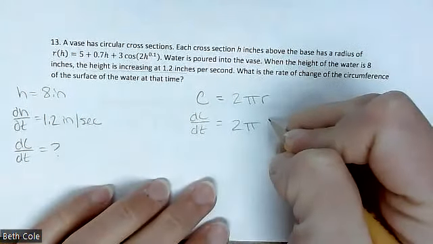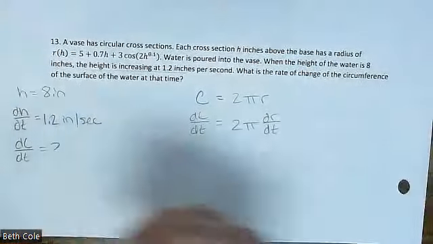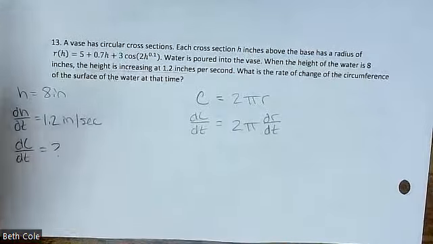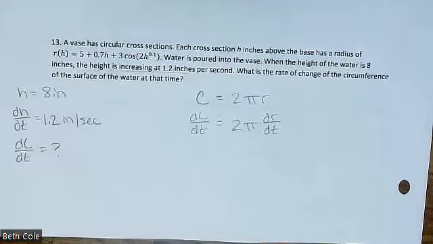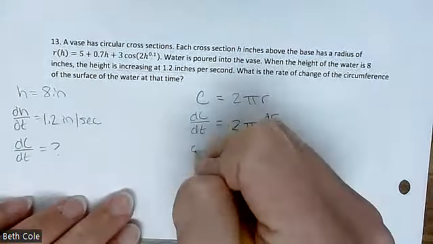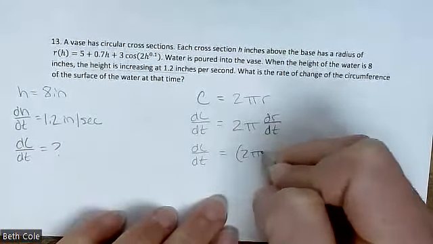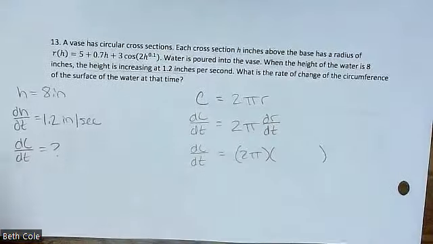Yep, 2 pi dr dt. The derivative of 2r would be 2 dr dt. The pi just kind of happens to be there. It's 2 pi dr dt. So dc dt is what we're looking for. So we'll have 2 pi times, now we need to figure out dr dt.